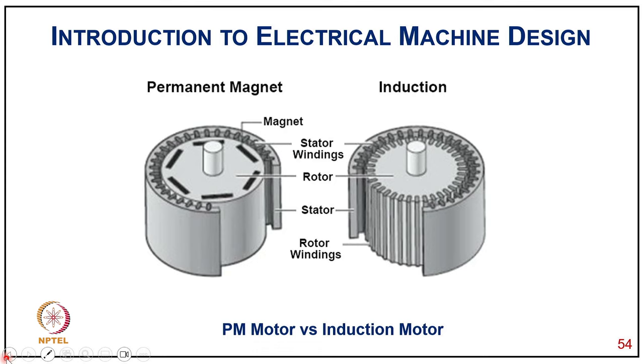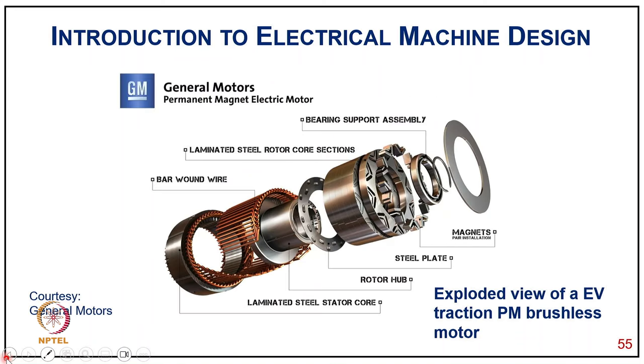Then you can look at the difference: in a permanent magnet machine, the permanent magnets are put in the rotor, while in an induction machine you have a squirrel cage rotor. Then you can see a typical permanent magnet synchronous motor, where you have saliency with flux barriers and permanent magnet material put on the rotor, and the winding on the stator. We call this a permanent magnet brushless synchronous motor, which is used in a large number of applications, in the EV industry, which are coming up in general. GM motors is a typical example here.